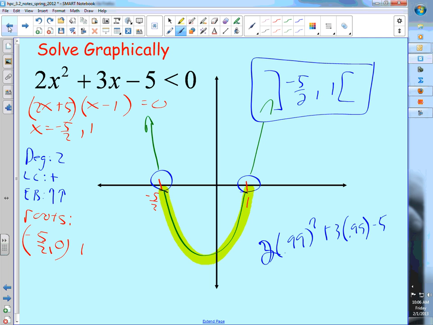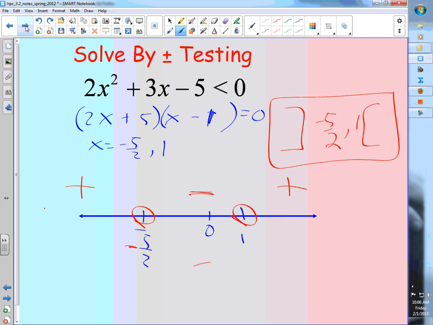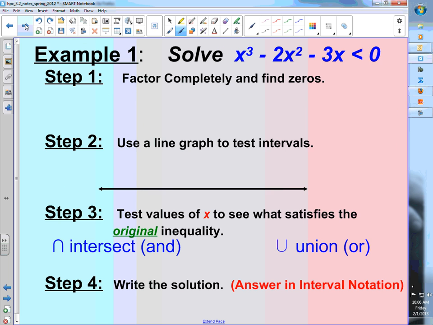Okay? Remember, we're building up to more complicated. All right? So now we're looking at a cubic, okay? And this cubic function, factor completely, is what we're going to do on this one. You're not always going to be so lucky, as you will see. And find zeros. So how do we factor the x cubed minus 2x squared minus 3x?